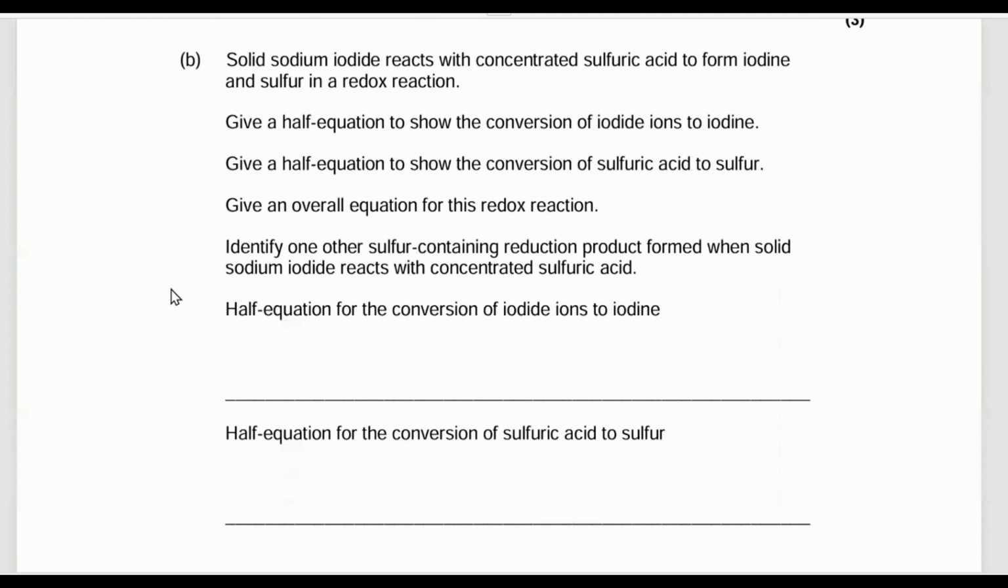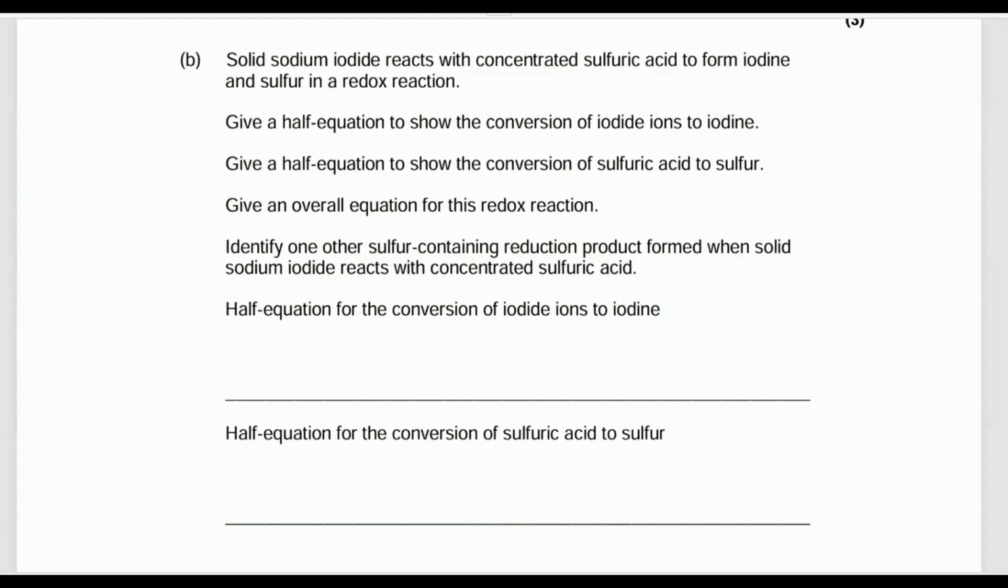Solid sodium iodide reacts with concentrated sulfuric acid to form iodine and sulfur in a redox reaction. Give a half equation to show the conversion of iodide ions to iodine. Give a half equation to show the conversion of sulfuric acid to sulfur. Give an overall equation for this reaction. Identify one other sulfur-containing reduction product formed when solid sodium iodide reacts with concentrated sulfuric acid.